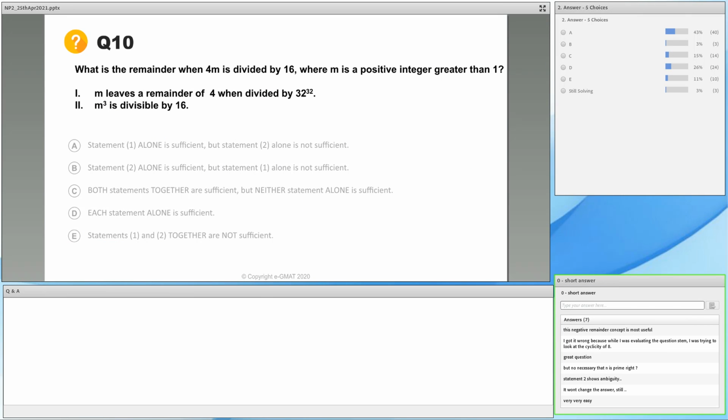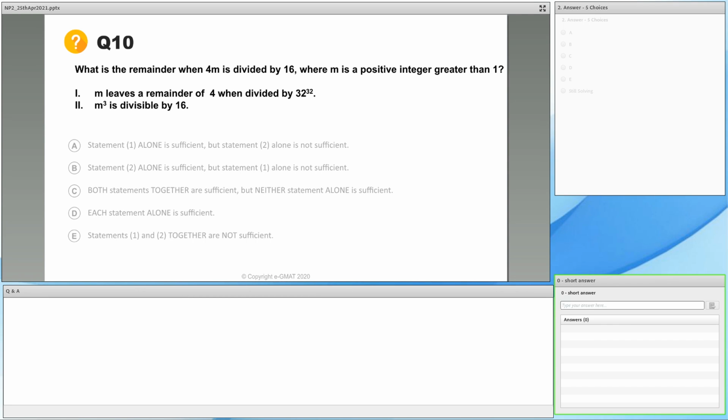Let's come to the last question. Let's do an attempt and let's wrap up this session. Clear all answers, broadcast. Let's have some fun. Poll is open. Thanks a lot.